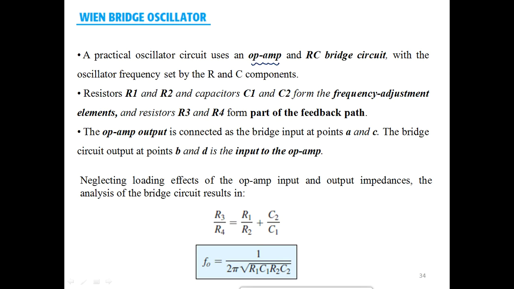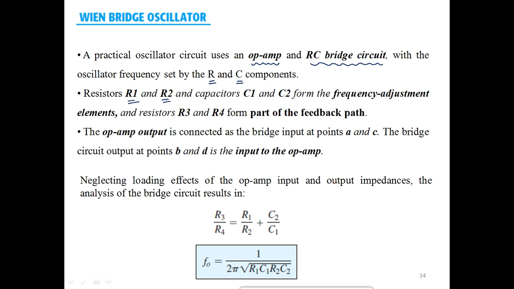OP stands for operational amplifier. And then an RC bridge circuit. We are comfortable with this RC bridge circuit, right? Because I hope you have seen this bridge network, the Wein bridge, even in your network analysis. So you have an op-amp and an RC bridge circuit, with the oscillator frequency mainly set by the R and C components.